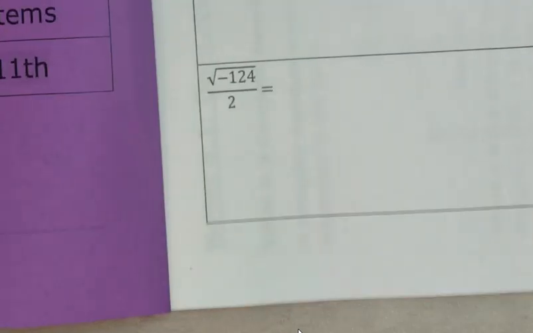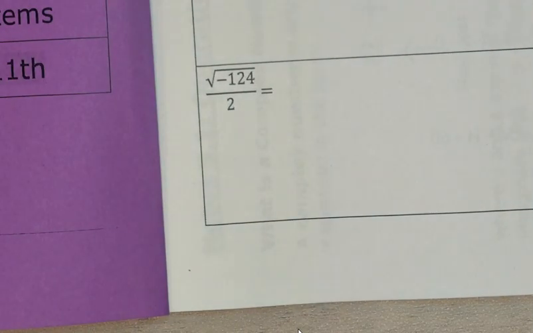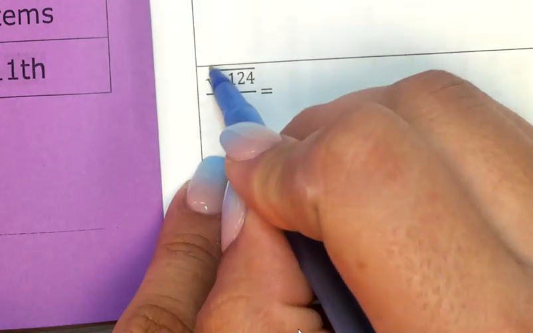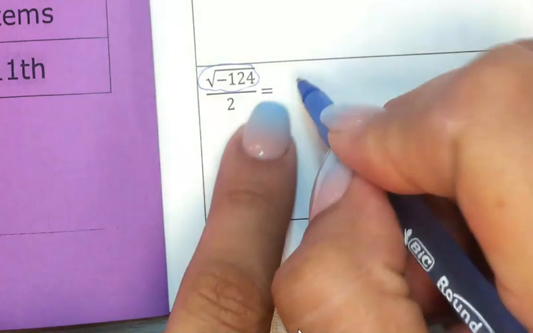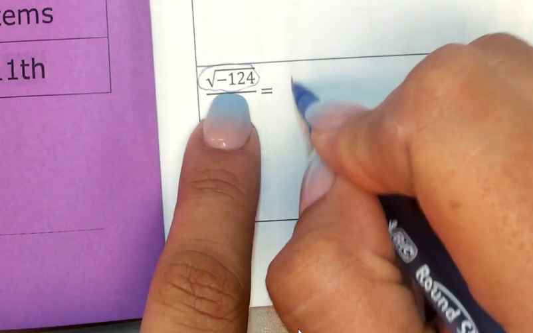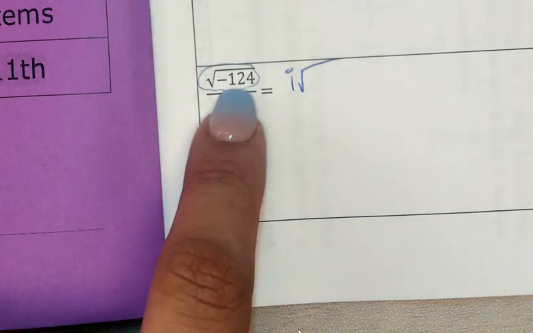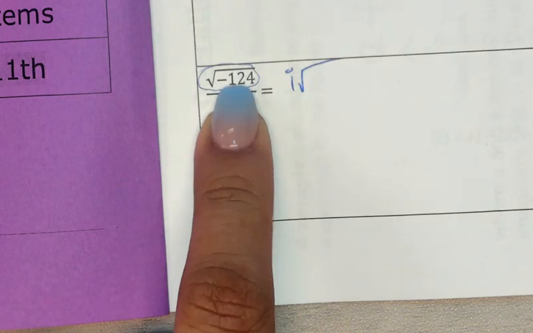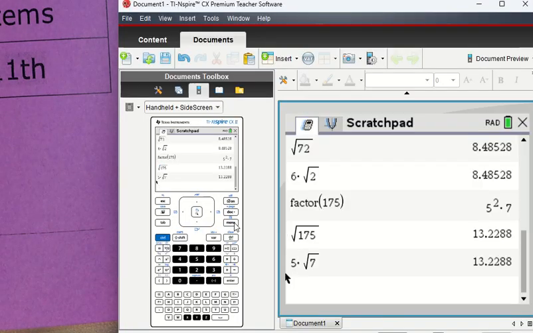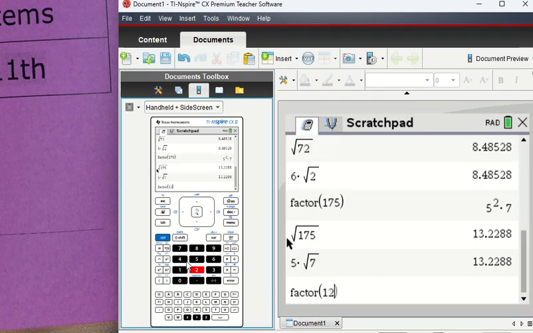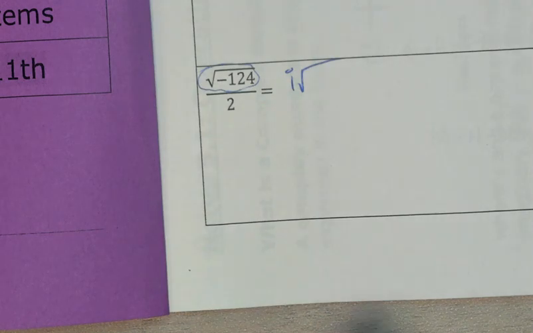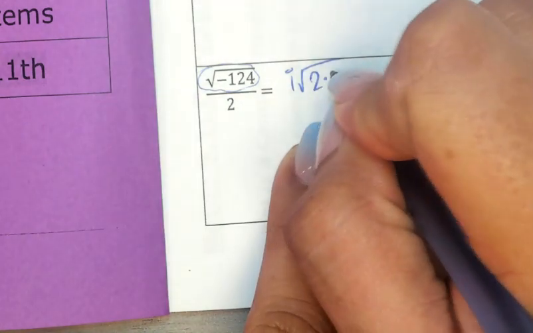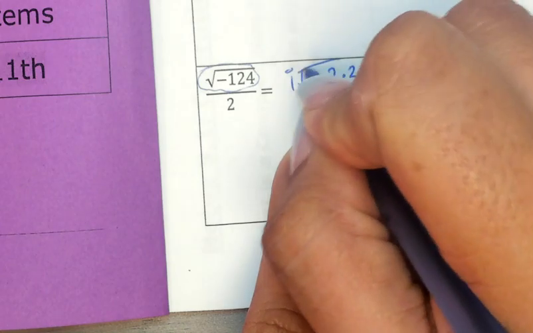We have square root of negative 124 divided by 2. So here we're going to simplify the numerator first, and then we'll divide by 2. So negative is written as an i. I'm going to break down 124 into factors. So we're going to do menu, number, factor, 124. And it's 2 squared times 31, which means we're going to have 2 times 2 times 31.